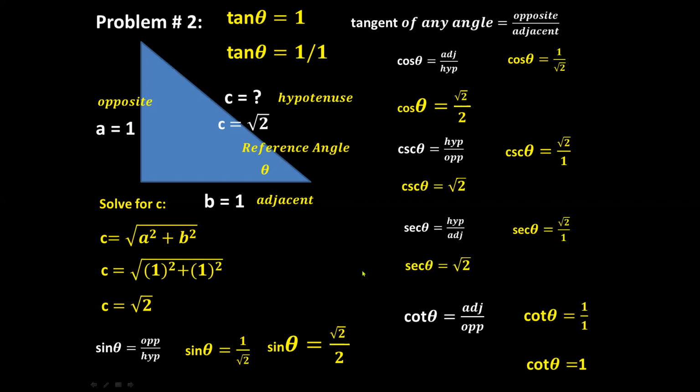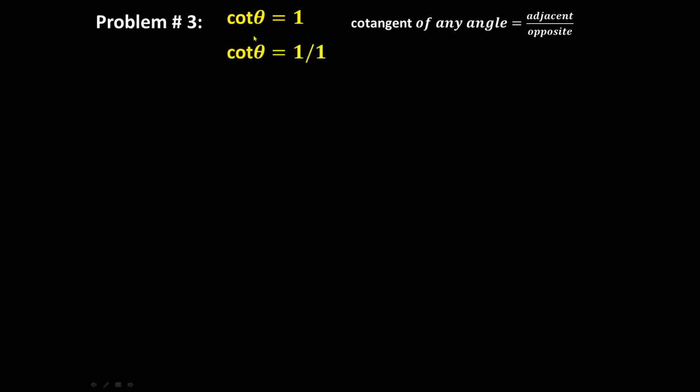Now, let me cite you again another example. How about problem number 3? What if the given is cotangent theta equals 1? Okay. So, ano ba ang cotangent of any angle? I-define muna natin. Adjacent over opposite. Ang 1, pwede kong i-rewrite uli ng 1 over 1. So, cotangent theta is 1 divided by 1. 1 divided by 1 is still 1. So, pareho lang yan. Hindi maapektuhan ang value ng cotangent theta. Kasi nga ang value ng cotangent theta is 1. And 1 over 1 is still 1.